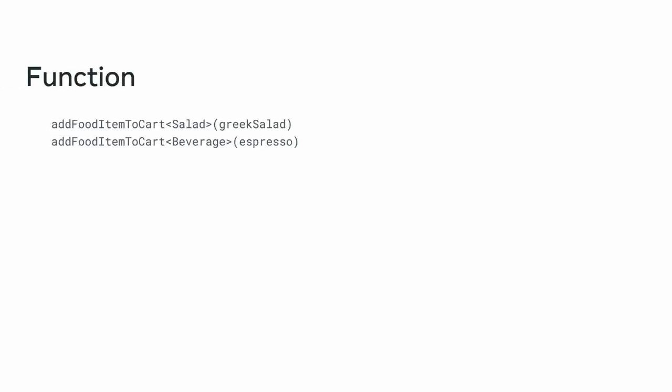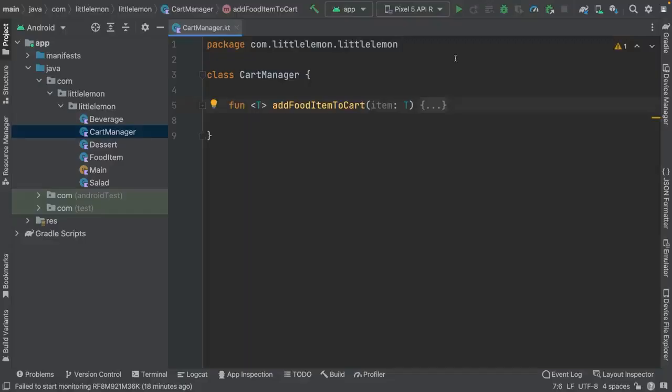Then specify the argument type while calling the generic function right after its name. In this case, for Salad, Beverage, and Dessert. In the same way you use generic constraints with classes, you can also use them with functions. To understand this, let's examine an issue that may arise with a function that we have defined. Currently, the type parameter T is unbounded, which means that the function will accept an argument of any type.